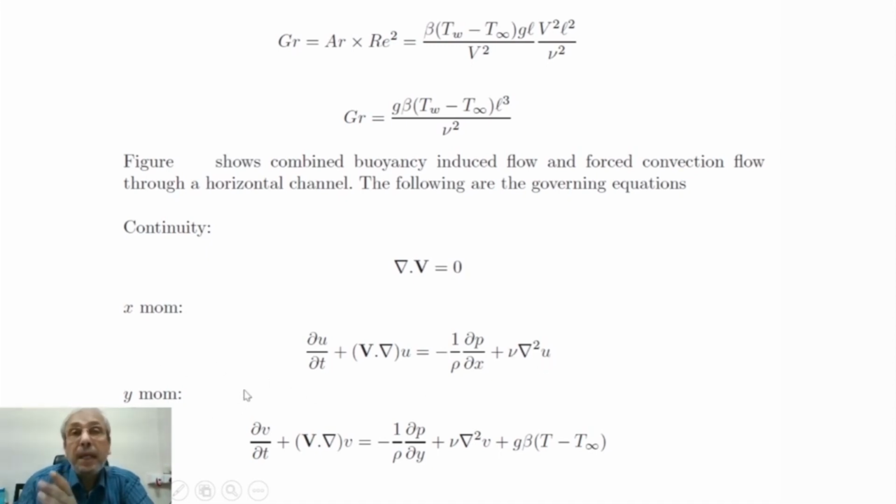Y momentum equation: Y is the vertical direction and gravity will be acting vertically in the negative direction. So we can write ∂v/∂t plus V dot grad operated over lowercase v equal to minus 1 by rho ∂P/∂y plus nu grad square v plus g beta (T minus T infinity). So buoyancy will be acting in the vertical direction, opposite to gravity.